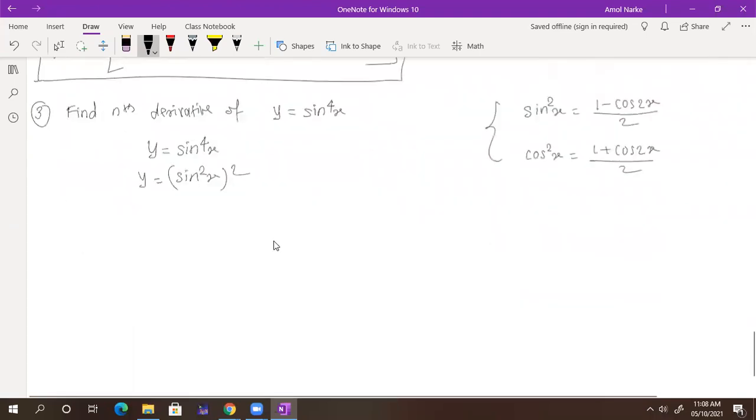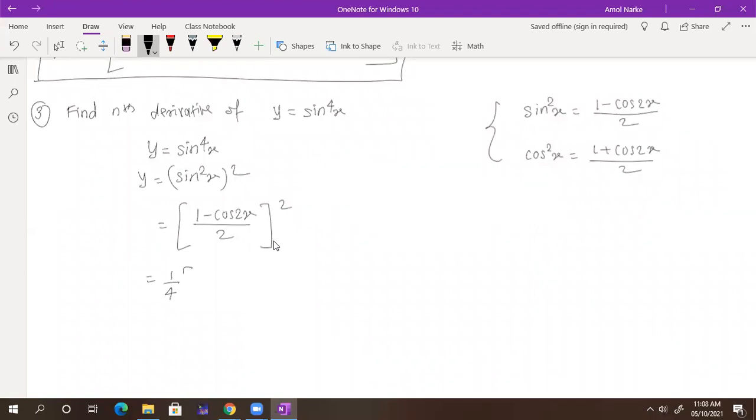Yes, what is sine square x? I have this, 1 minus cos 2x divided by 2. So I write down sine square x as (1 minus cos 2x) divided by 2. It's bracket square. That you can take 1 by 4 as a common and the square of that term.